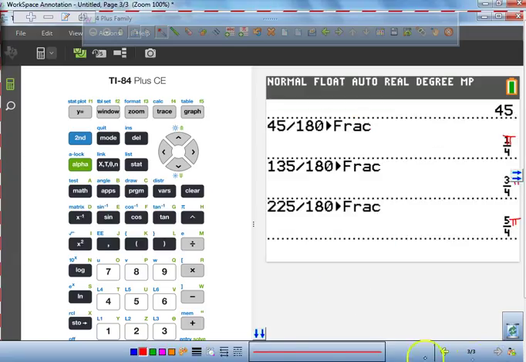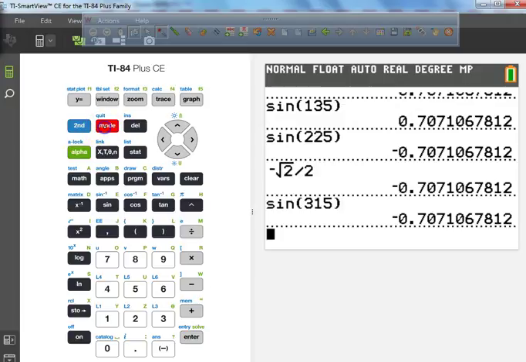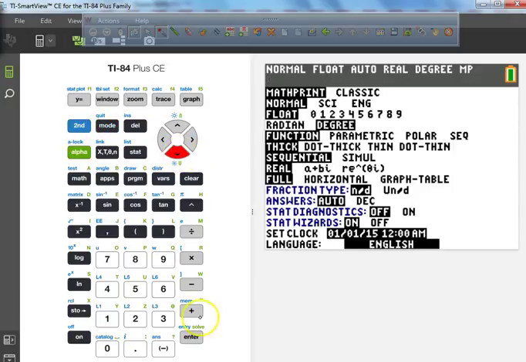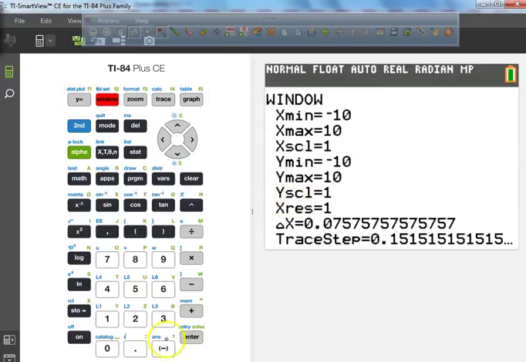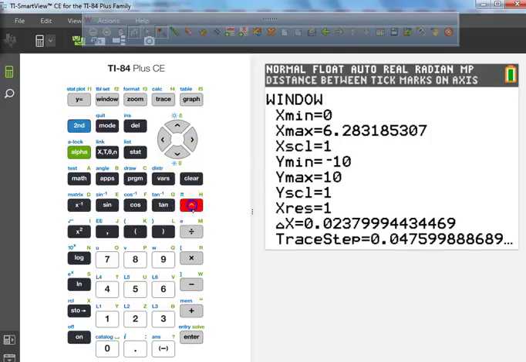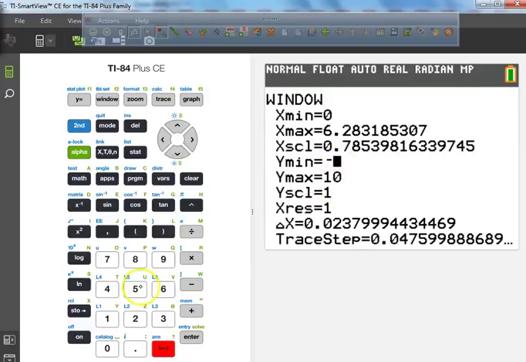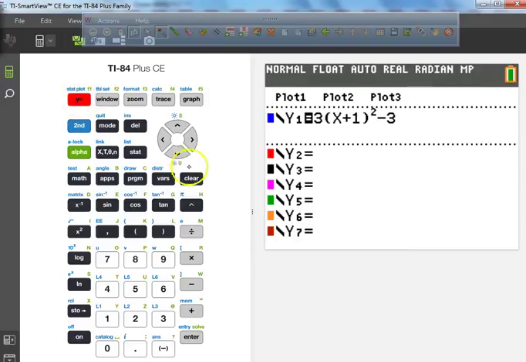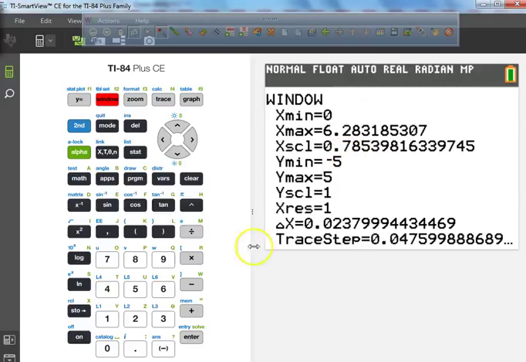We're going to change our calculator to radian mode real quick. I'm going to go to the window real quick. I'm going to go 0. I'm going to do my x maximum at 2 pi. My x scale, I'm going to do at pi over 4. My y minimum, I'm going to do -5. My y maximum, I'm going to do a +5. I'm going to hit the window button here just so you can see the window button.